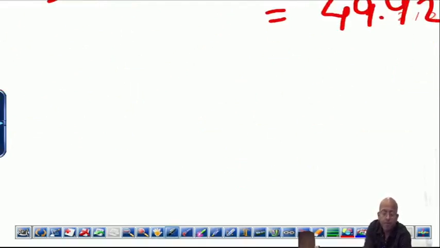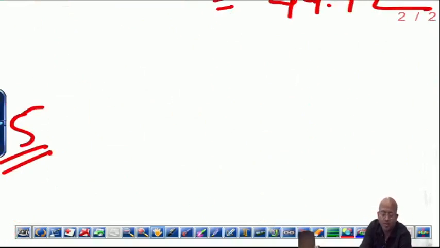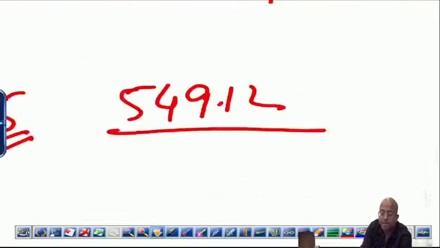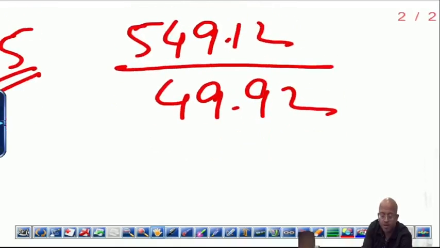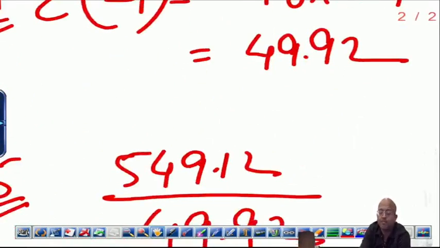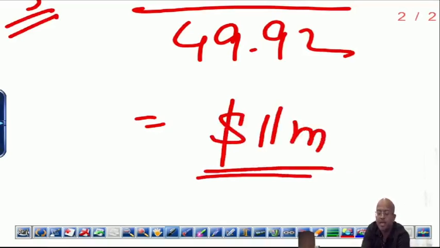So step 5, the amount which you all said after 1 year, which is 549.12, divided by 49.92. What is the dollar inflow after 1 year? 549.12 divided by 49.92 is equal to $11 million. So we started with $10 million and we expected to get $11 million.